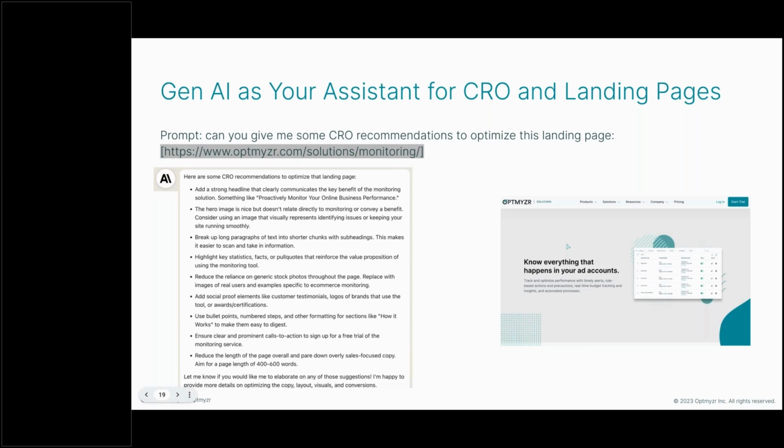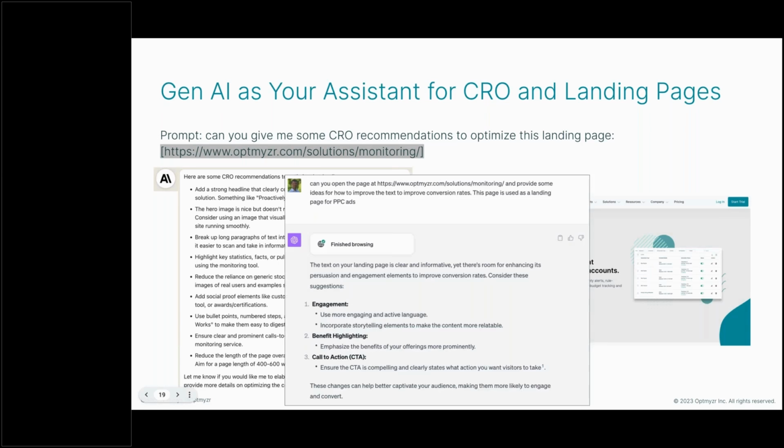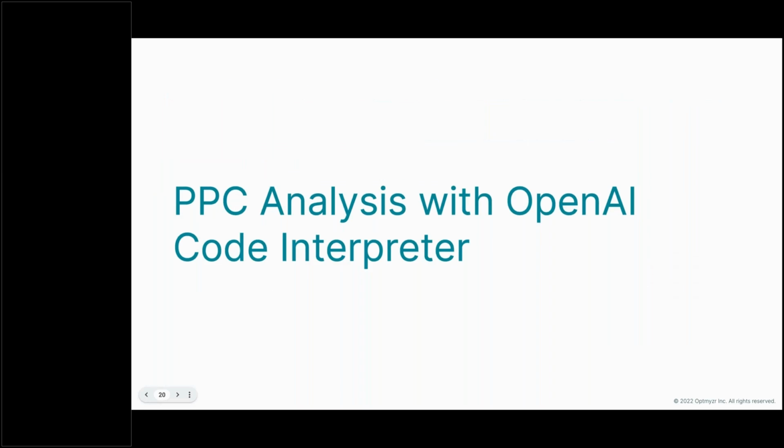It's called Claude.ai. And you can do the same thing with GPT, and you can say, can you open the page at that link and provide some ideas for how to make that better? And again, thanks to these plugins now, it can actually go to that live page and give you specific tips about, in this case, the call to action, like ensure the call to action is more compelling and clearly states what action you want visitors to take. So some ideas for helping you build better landing pages.